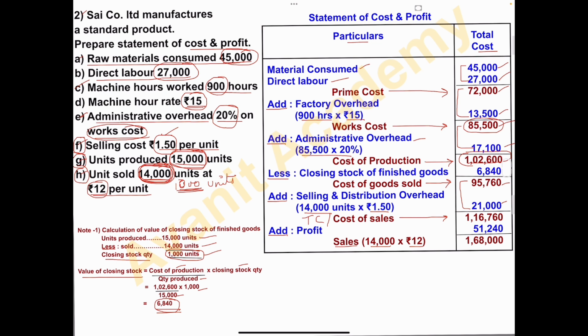For that what we have to do? 14,000 into 12. You will get 1,68,000. So the total sales amount is 1,68,000.